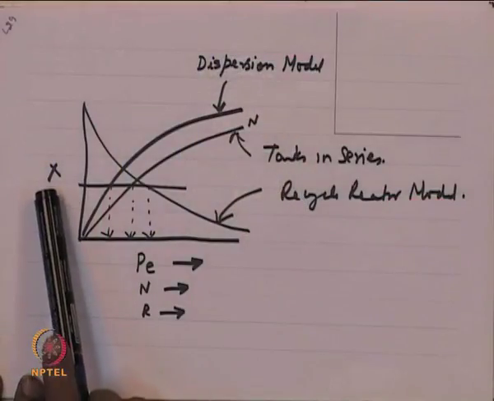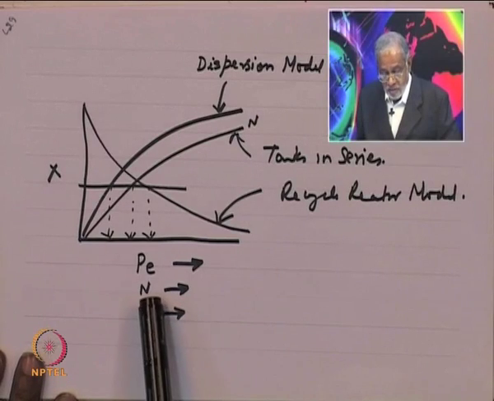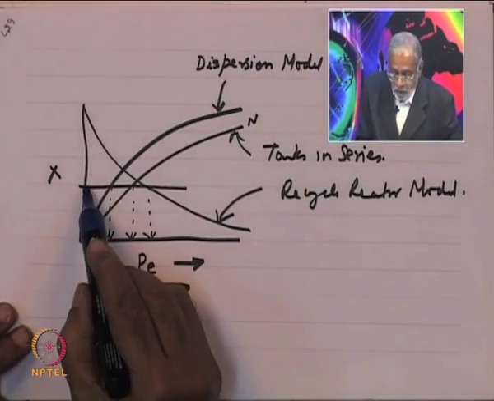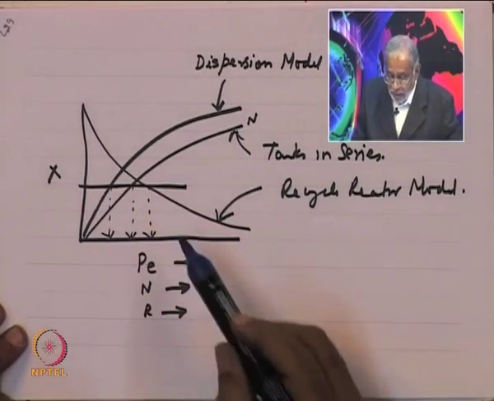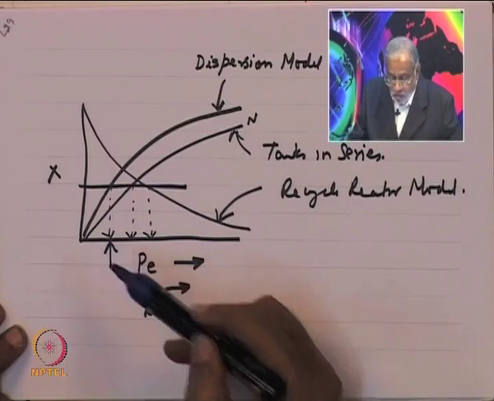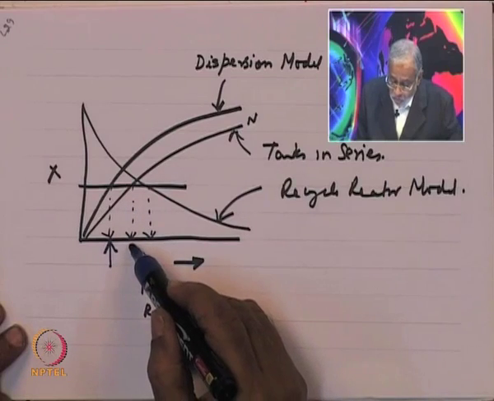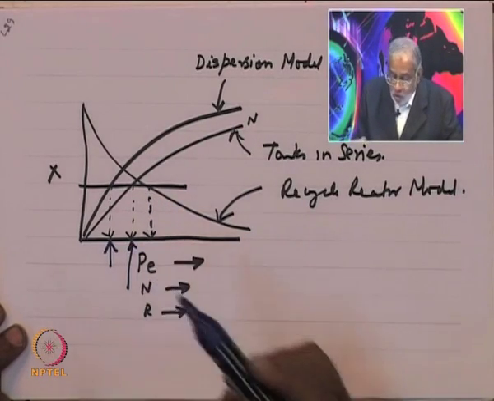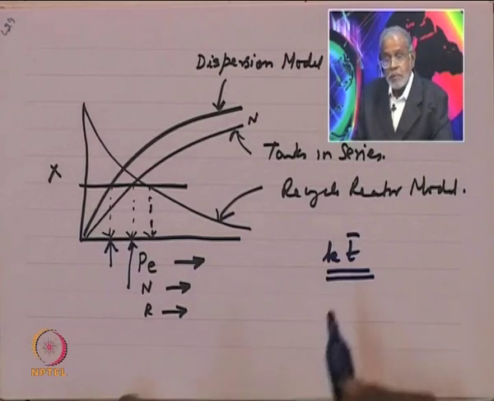Just to summarize, what we are saying is that suppose we have a real equipment giving conversion of X corresponding to different Peclet numbers, corresponding to different number of tanks in series, or corresponding to different recycle ratio. So for example, suppose our conversion that has been observed from experiment is X. Then you can notice here, if it is a dispersion model, it will give us a Peclet number corresponding to this, which means this particular Peclet number would be able to describe that equipment. Or if it is tanks in series model, this particular number of tanks will be able to describe that equipment. Or if it is a recycled reactor model, this recycle ratio will be able to describe the particular equipment, given the value of k tau bar, which is the residence time multiplied by the rate constant.